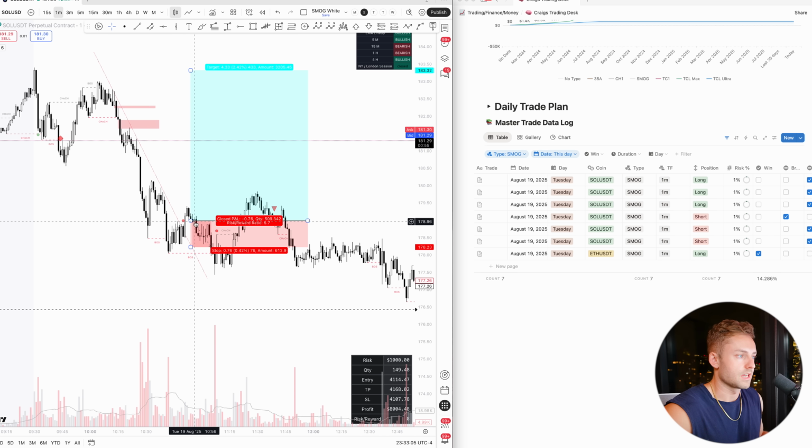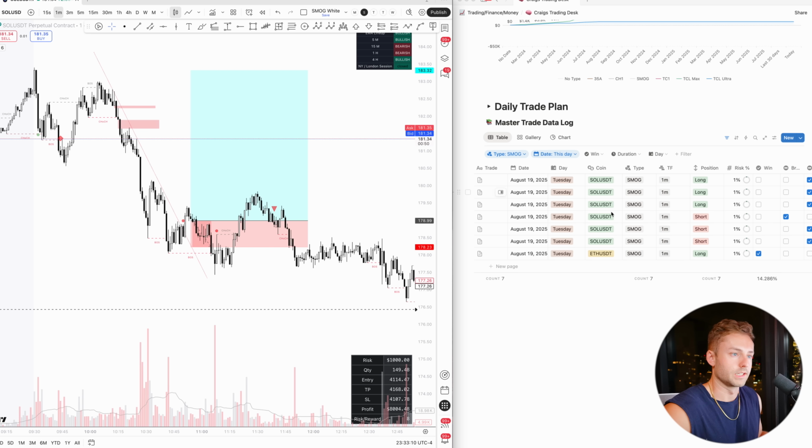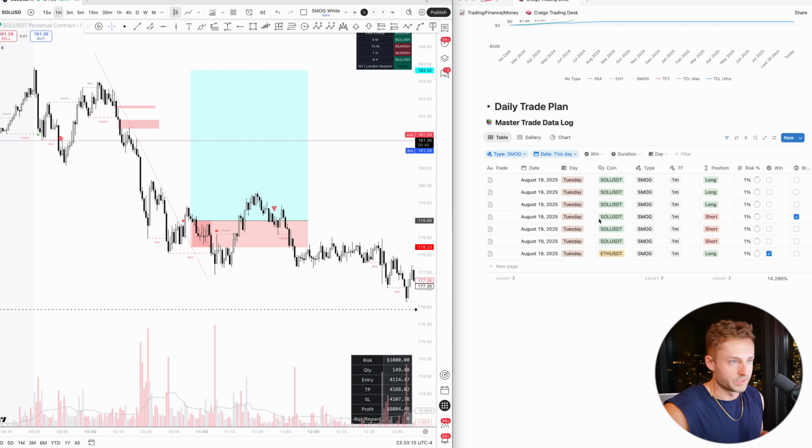Fair value gap, I wanted to tap into this and try to get a flip over this high, and then price just came straight through, stopped me out again. This time I lost $1,449 on that trade.